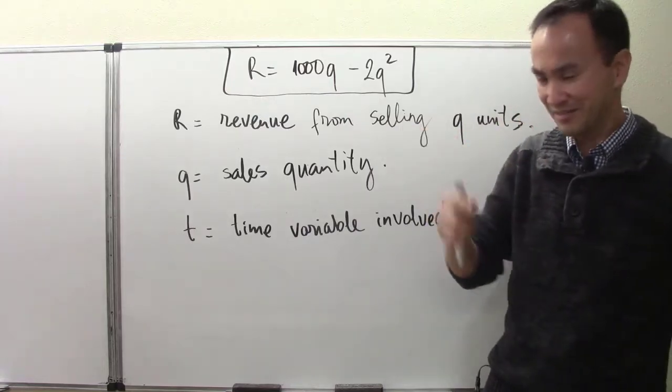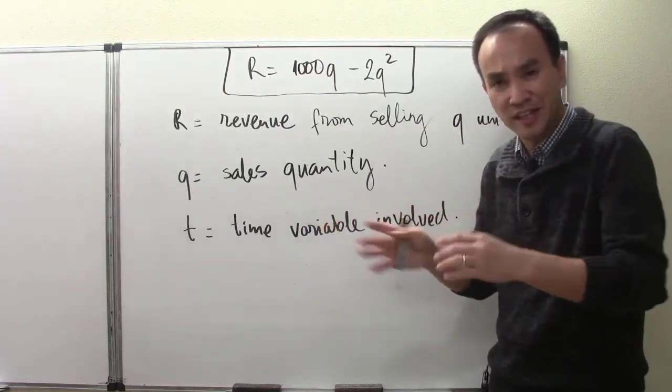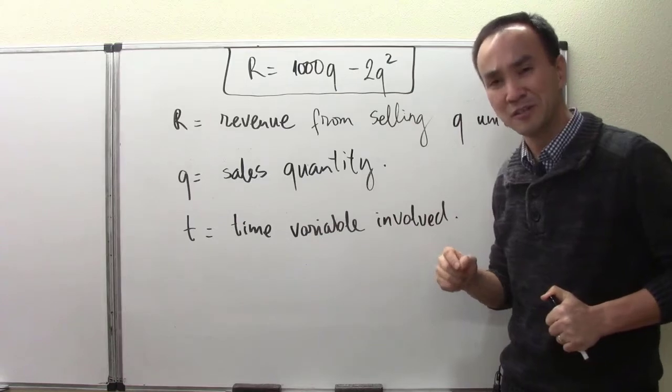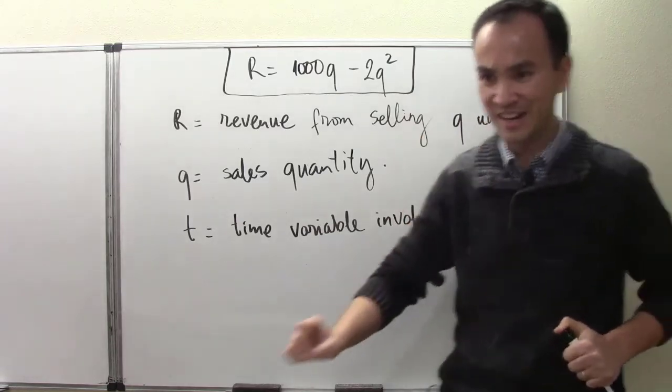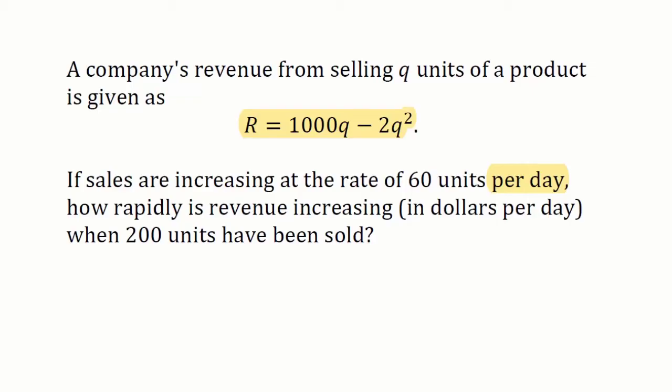You know, the sales is increasing at a rate of 60 units per day. That phrase per day that I underlined, that I highlighted right there. All right. So now after ringing that bell about another variable involved, the time variable, let's continue reading. So now I'm going to complete the statement here.